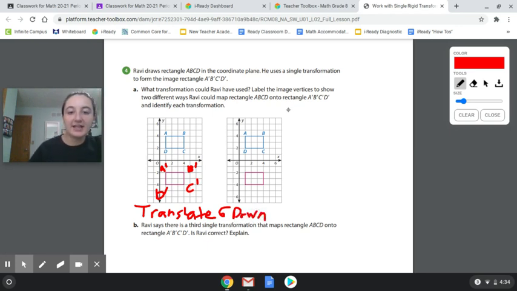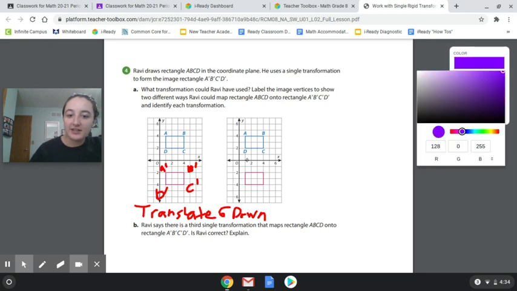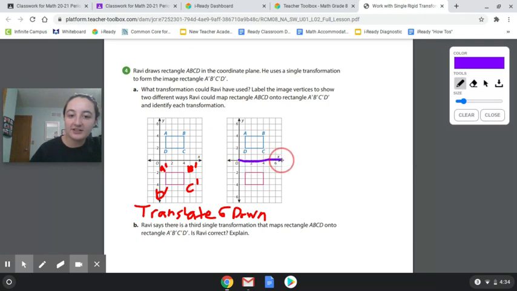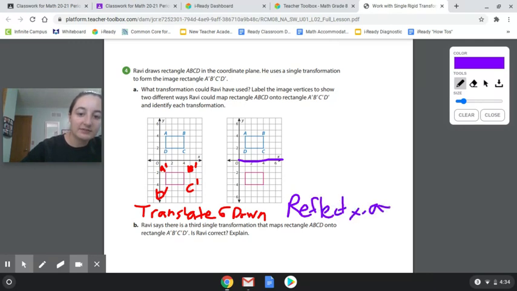Another way, like we mentioned, it cannot be a rotation, so it must be a reflection. So we could say that it is a reflection along the x-axis. And then we must label it. So our D was 2 away here, which means our D prime would be right here. Our A is 4 away from our line of reflection, so our A prime must be right here. Our C is 2 away, so C prime is here, and B prime therefore must be here.